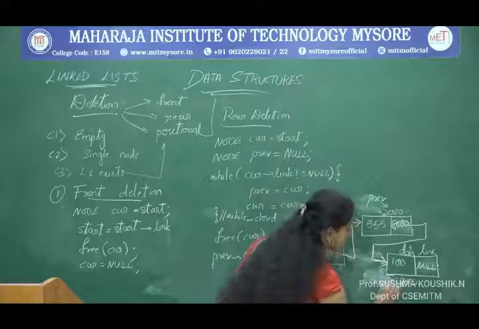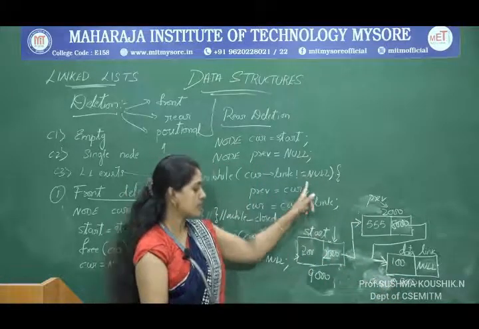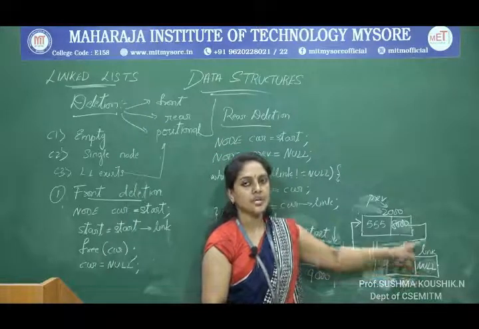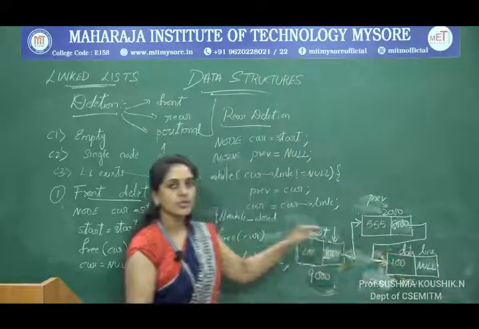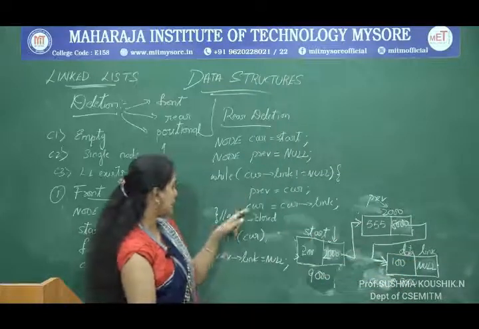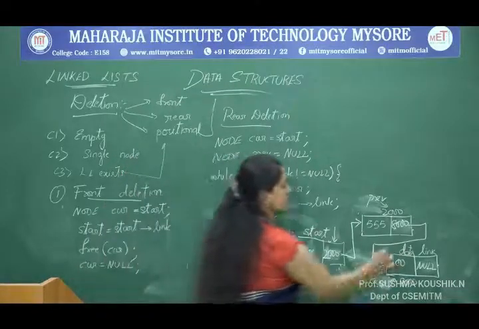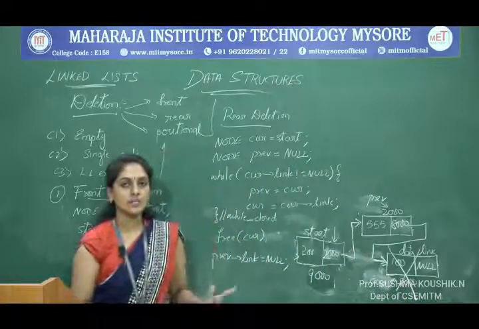So current is here. Now it checks that current of link is equal to null. Yes, current of link is equal to null. So we understand that we have reached the last point. So now I have to come out and perform the action. While is closed, free current. So free current is deleting for us this last node. No more do we have access to the last node.